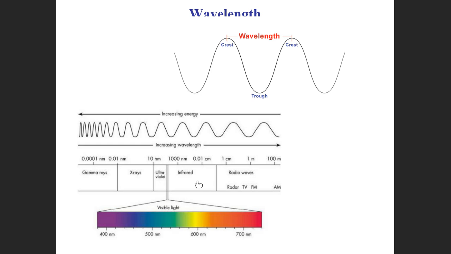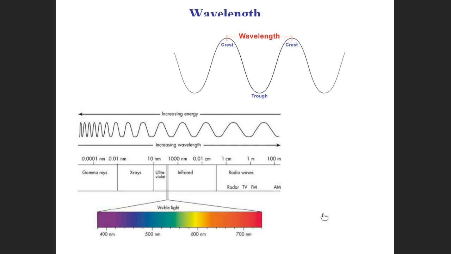If we move into the infrared, we're getting into the nanometer range, so much smaller, more intense forms of EM radiation. And then we have a very narrow band here, which is visible light in different colors, ranging from about 400 nanometers up to 700 nanometers.